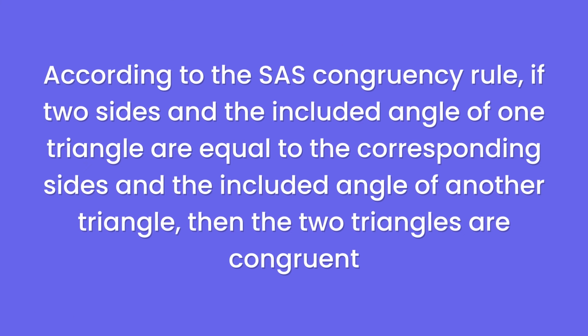According to the SAS congruency rule, if two sides and the included angle of one triangle are equal to the corresponding sides and the included angle of another triangle, then the two triangles are congruent.